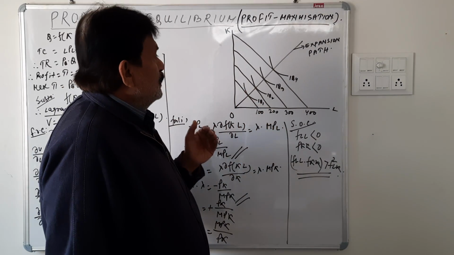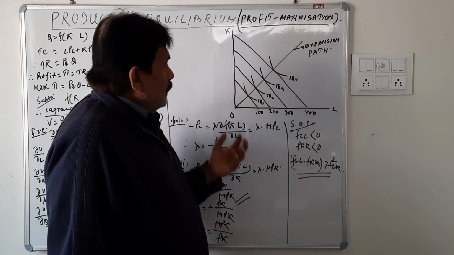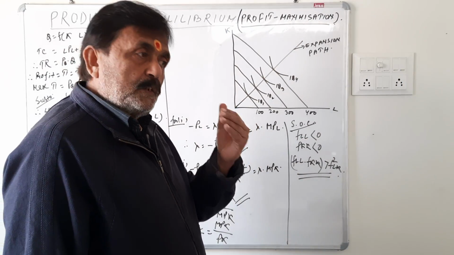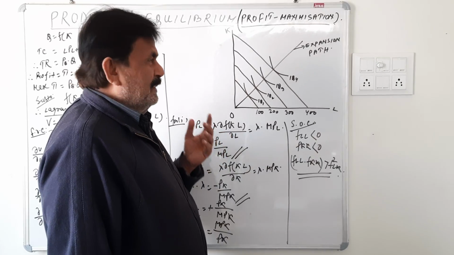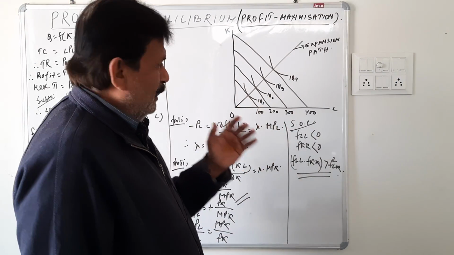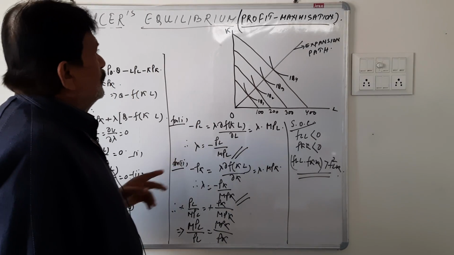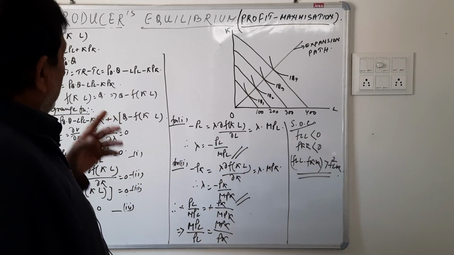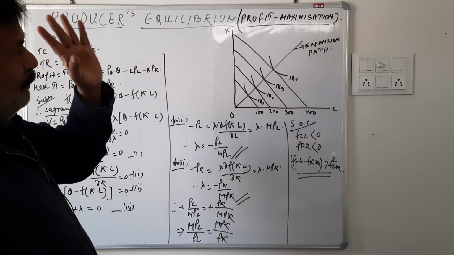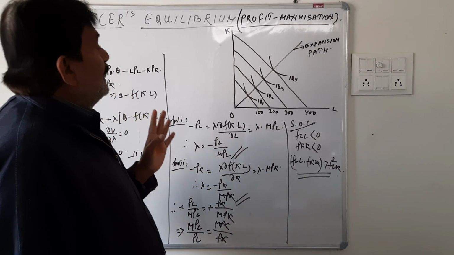That means that the producer was interested in producing any given level of output at the minimum cost, or producing the maximum level of output for any level of cost. So those were the two different theories. Today we shall be explaining producer's equilibrium when the producer will be maximizing its own profit.